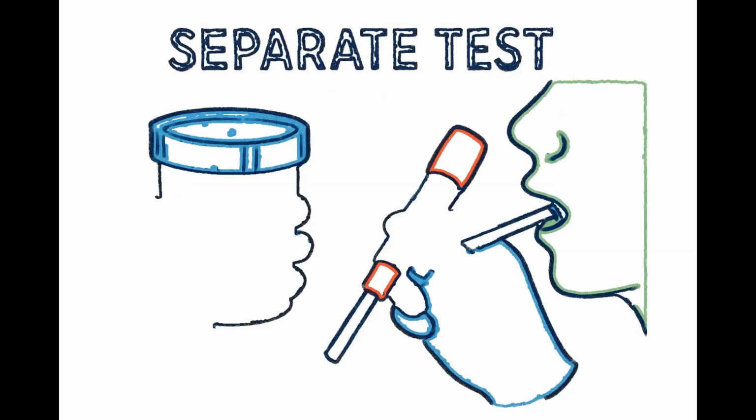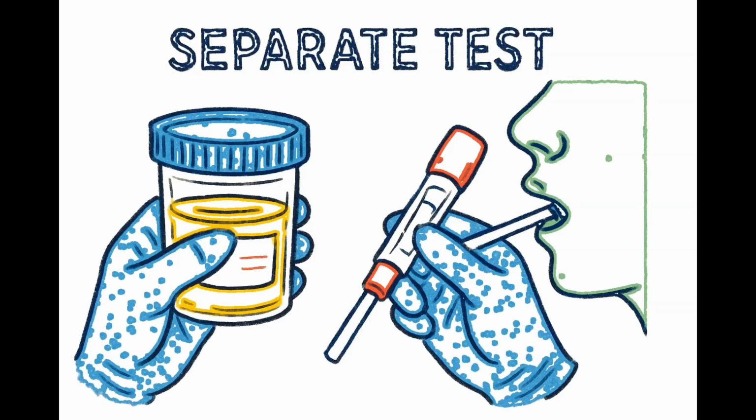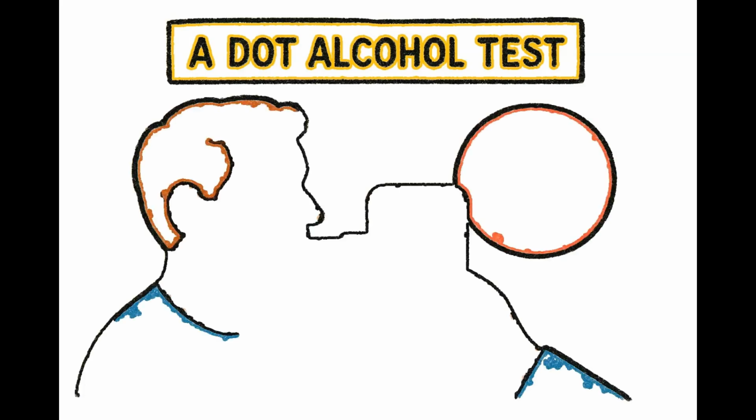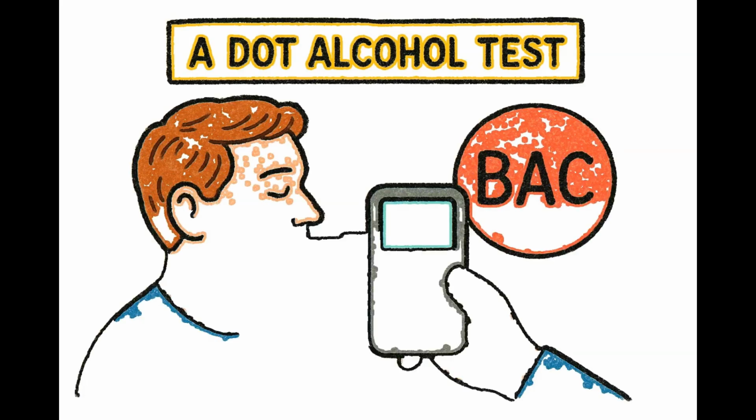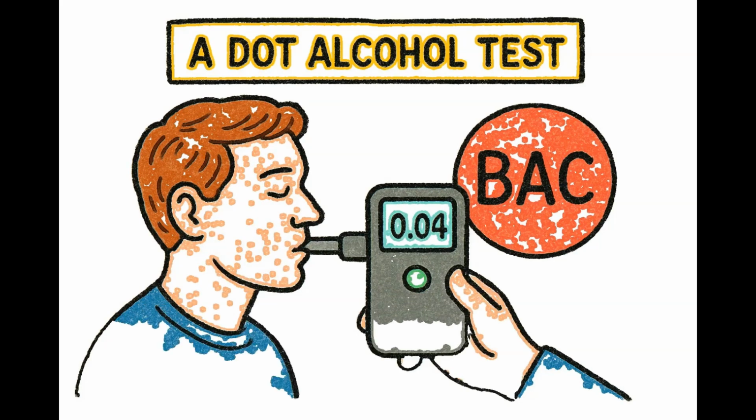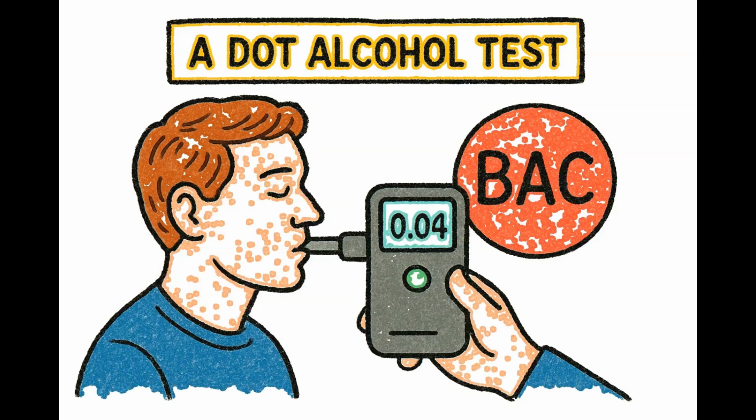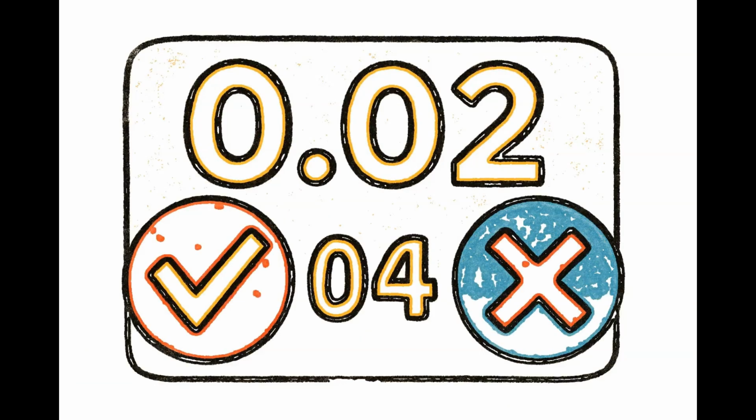Lastly, there's alcohol testing. This is separate from the drug test and uses a different method. A DOT alcohol test uses an evidential breath testing device to measure your blood alcohol concentration, or BAC. And there are 2 key numbers to remember: 0.02 and 0.04.